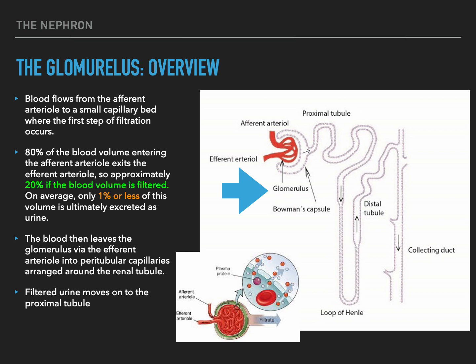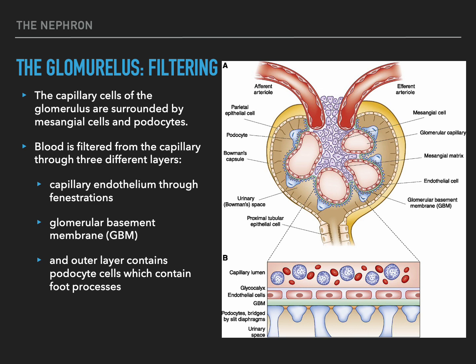After filtration in the glomerulus, the blood then leaves via the efferent arteriole into peritubular capillaries arranged around the renal tubules. And then any filtered urine moves on to the proximal tubule, which is going to be the next structure we'll talk about. So how does the filtering occur in the glomerulus?